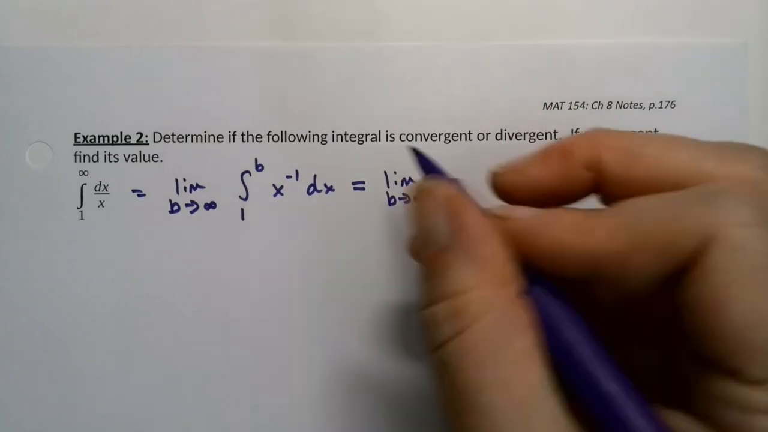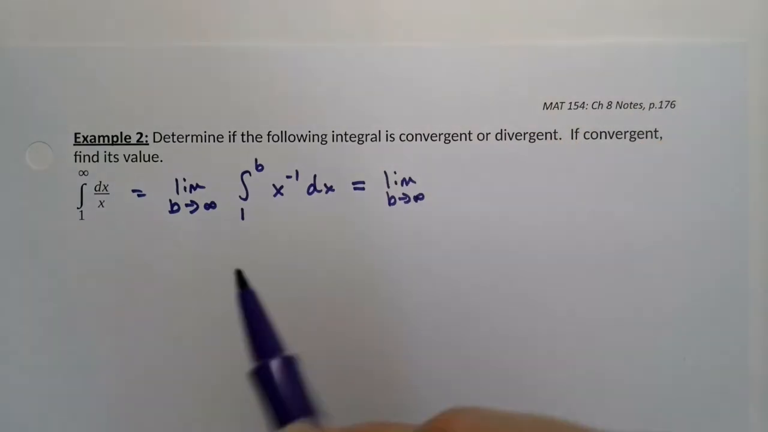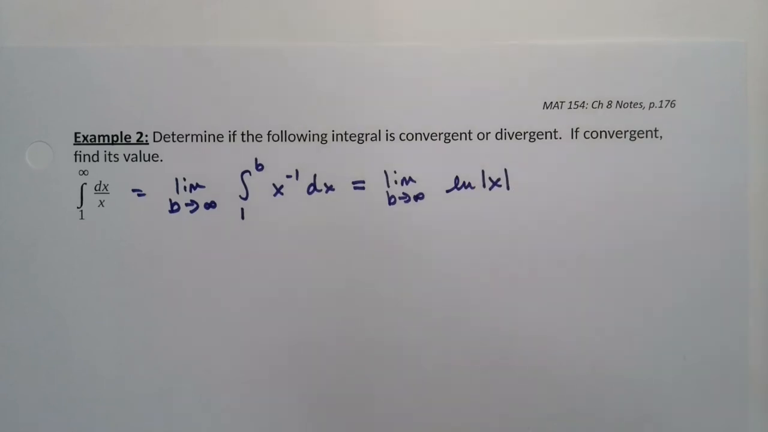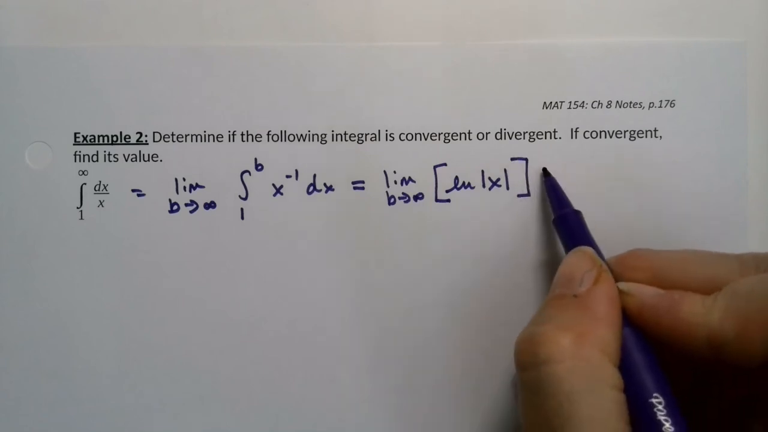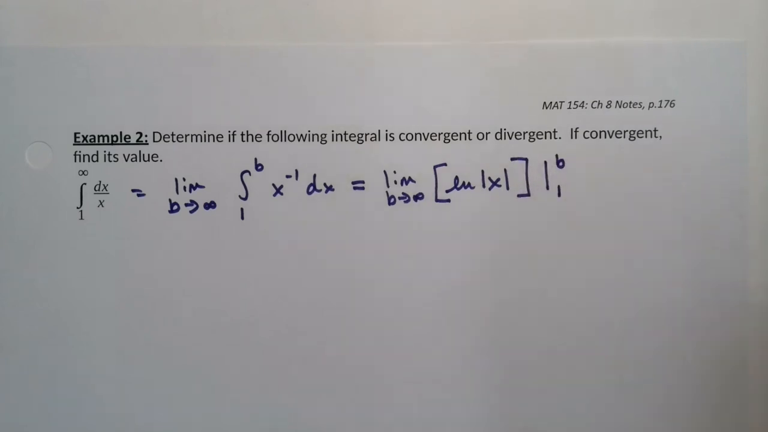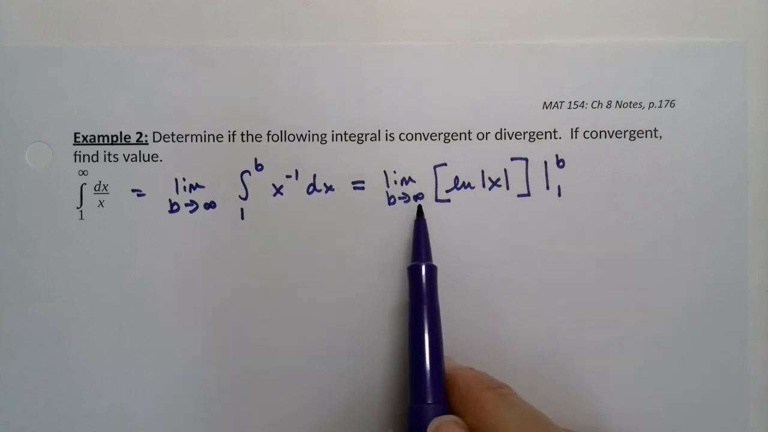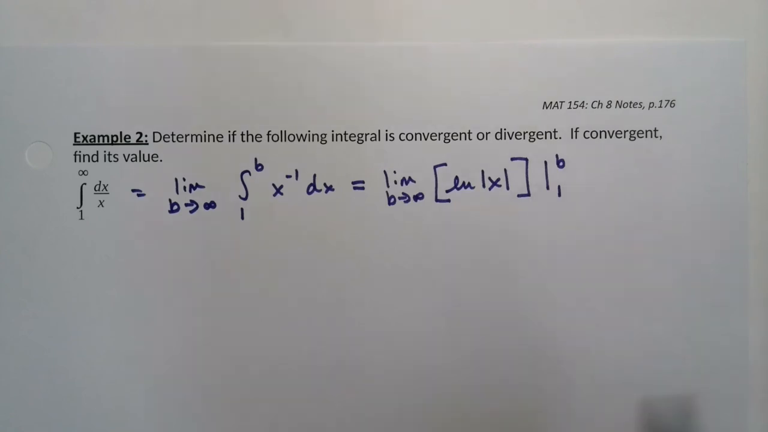All right, so the integral of x to the negative 1 would be natural log of x. Natural log of absolute value of x, as a matter of fact. So natural log of absolute value of x, I'm going to take that from 1 to b. Right? So I still have b in there. B is going to be heading towards infinity. You cannot put infinity up here. It has to be written like this. Infinity is not a value.